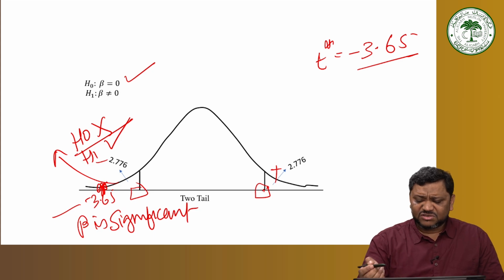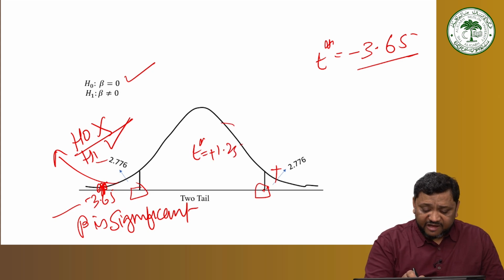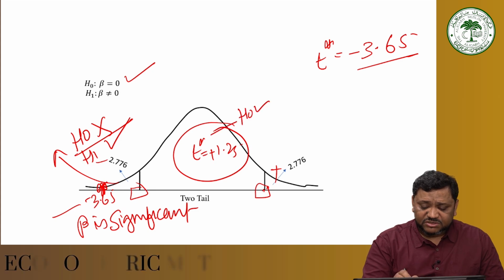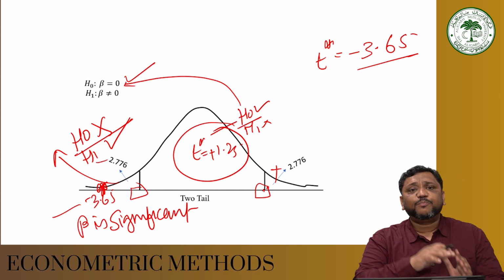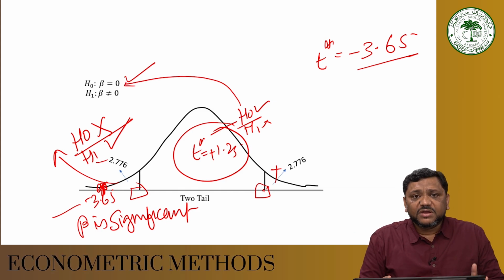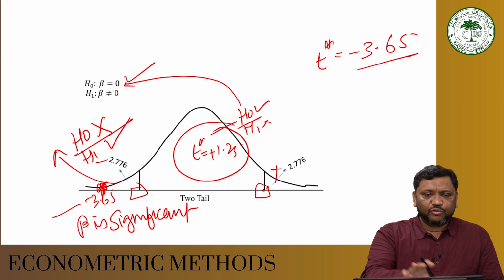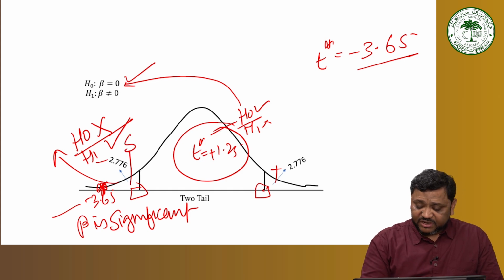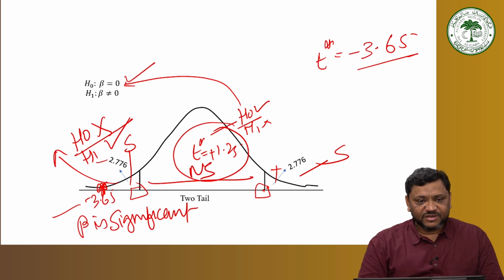If suppose our T value was equal to minus or plus 1.25, then it would have fallen in this region. In this region the null hypothesis is accepted and the alternate is rejected. Null hypothesis accepted means the population beta is equal to 0, meaning the beta which we have calculated through our method of OLS is not significant. So this is the region of significance, here also significance. This region is the region of not significance.